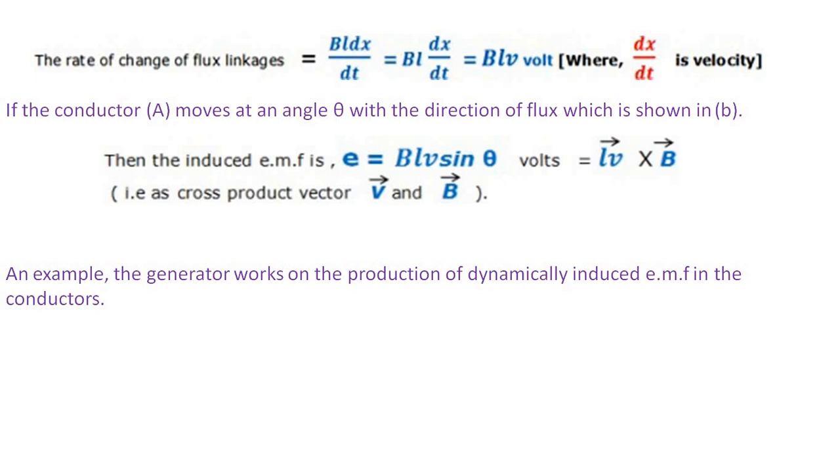If the conductor moves at an angle theta with the direction of flux, as shown in the figure, then the induced EMF is equal to B l v sin theta. That is equal to l vector cross B vector, or v vector cross B vector. An example is a generator, which works by the production of dynamically induced EMF in the conductor.